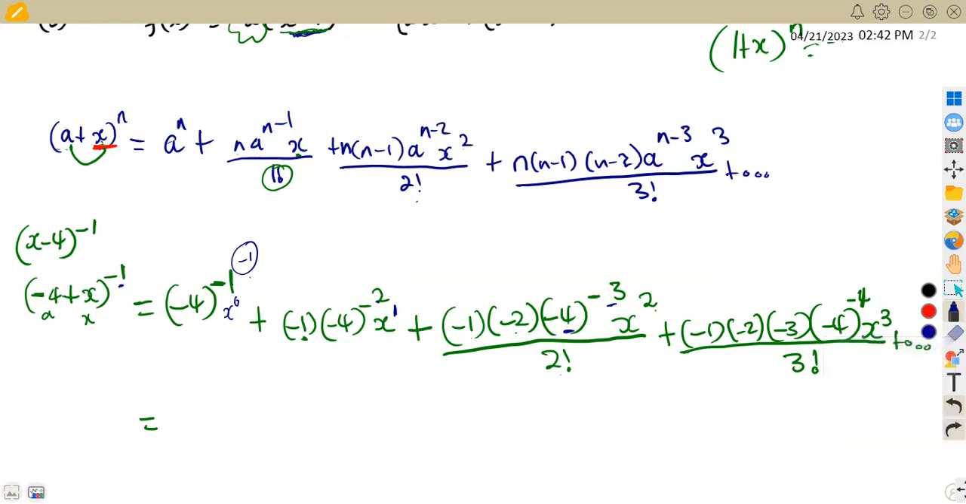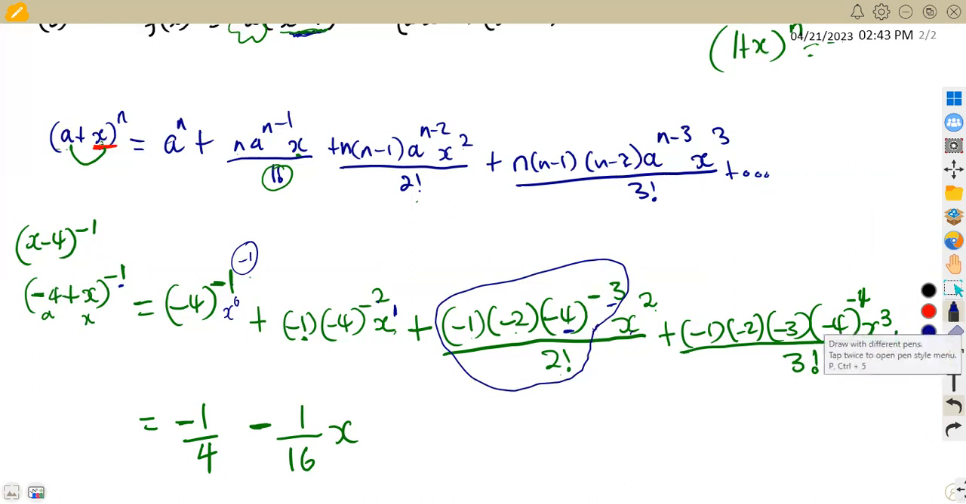So we can simplify further from our expansion here, -4 to the exponent of -1. This is going to give us -1 over 4. So that's -1 over 4. If we simplify this whole part, we are going to obtain -1 over 16x. All right. So you simplify this part, because x is not affected. So you just simplify this part as it is on your calculator. All right. So that is how you simplify. So this is going to give us -1 over 64. So that's -1 over 64 x to the exponent of 2.